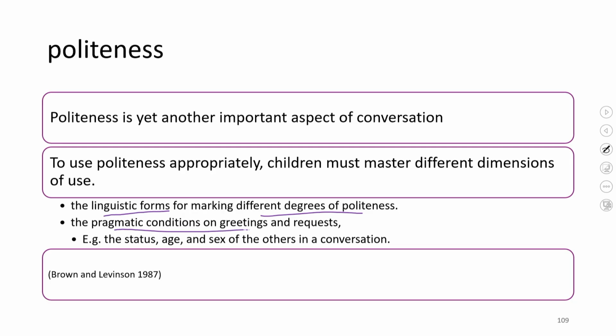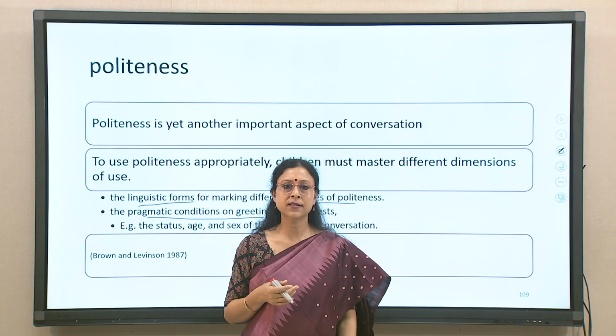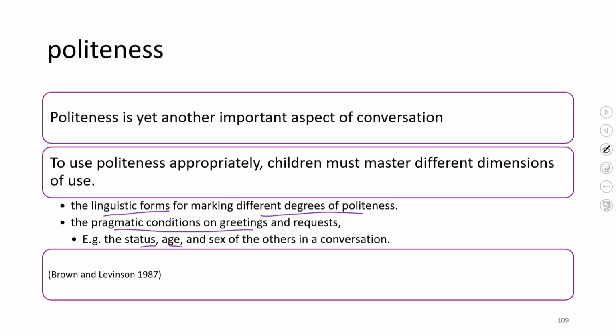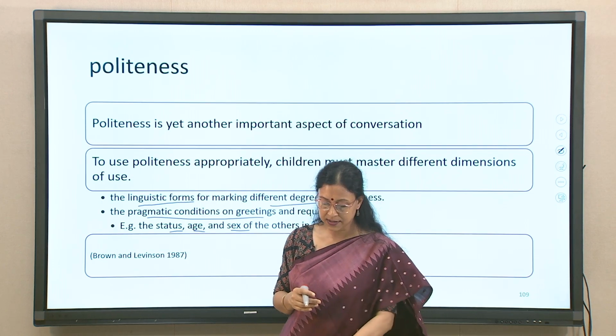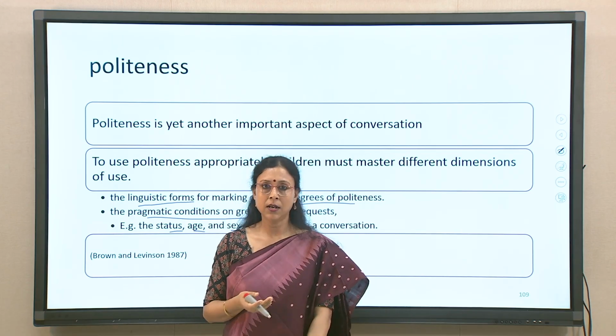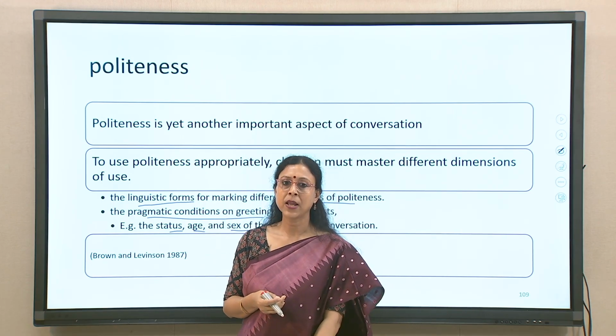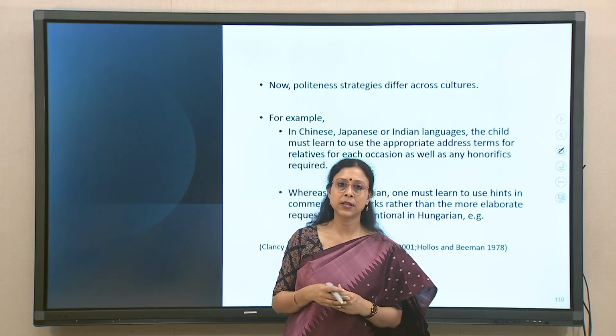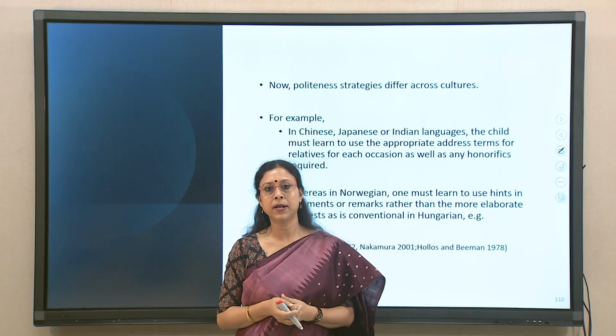Secondly, the pragmatic condition on greetings, requests, etc., also need to be understood by the child. So, how can those things differ? There are multiple factors like status, age, the gender, sex of the person in a conversation, and so on and so forth. Many cultures have actually pretty elaborate systems of address terms, or how you can and how you cannot use certain terms in a conversation and so on. So, these two things need to be mastered by children in order for them to signal politeness properly.